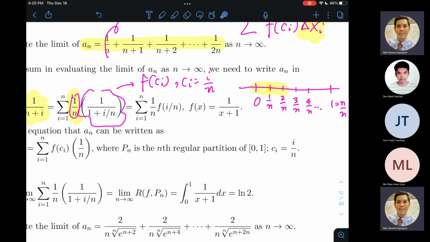So in this particular framework, maganda yung pagkakapili natin ng delta x, maganda yung pagkakapili natin ng c sub i's kasi nga etong summation na to is exactly of the form of a Riemann sum, where the c sub i's are chosen to be the right endpoints of the ith subinterval. Okay? And the function we are considering is 1 over 1 plus x. So yung x natin dito ay i over n. Okay? So everything's good so far?